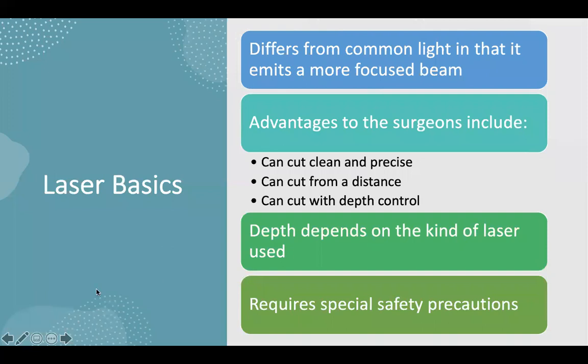Okay, some of the laser basics to understand. The first thing is that lasers differ from common light in that lasers emit a more focused beam. Because of that, there are a number of advantages to surgeons using it as a dissecting tool. It can cut clean and precise, it can cut from a distance, and it can cut with depth control. The depth depends on the kind of laser that's used.